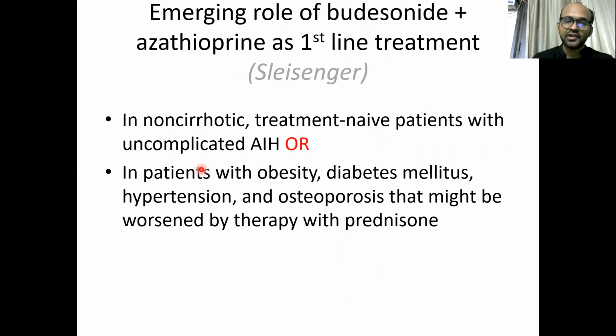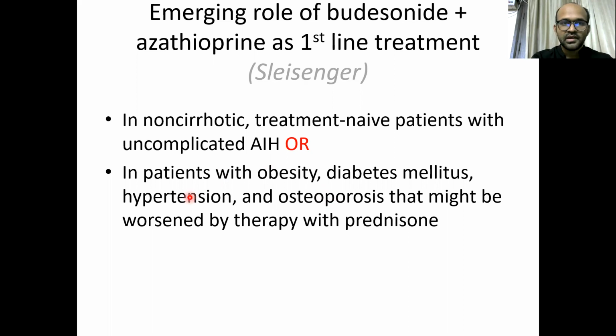So if patients are non-cirrhotic and if it is uncomplicated autoimmune hepatitis, you can give budesonide plus azathioprine, particularly in patients who are obese, diabetic, hypertensive, or who are at risk of osteoporosis. You can prefer this regimen because giving prednisone will further worsen these conditions.